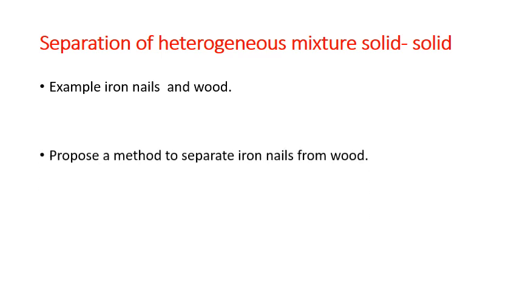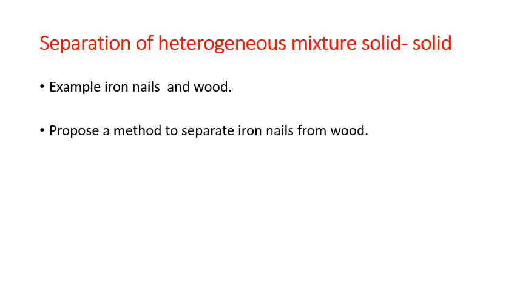Now we are going to separate a heterogeneous mixture, solid-solid. For example, iron nails and wood. Iron nails and wood, which are small pieces of wood shavings. Propose a method to separate iron nails from wood. Many methods come to mind, but the best method is to use the magnetic property of iron.